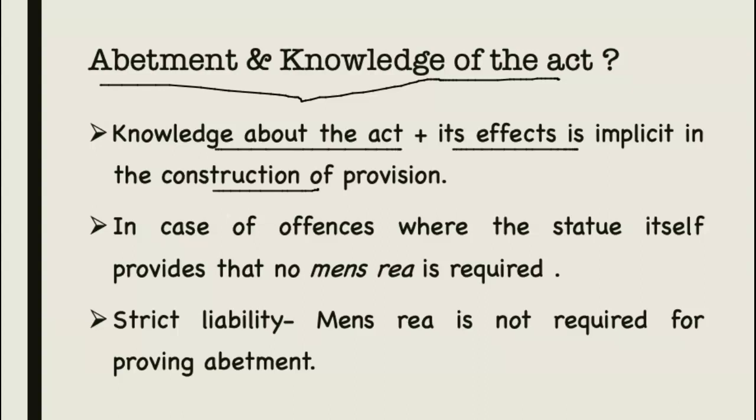So basically, when we are considering whether abetment has been committed or not, we need to firstly prove that the person was aware of the act, and secondly, that he was also aware of the criminal implications of the act. However, in cases of offenses where the statute itself provides that no mens rea is required, how can you expect an abettor to have a mens rea for that? I'm referring to cases of strict liability under the Indian Penal Code, and mens rea is not required for proving abetment in such cases, because if the offense itself is free from proving mens rea, how can the abetment of the same require a mens rea or a guilty intention?